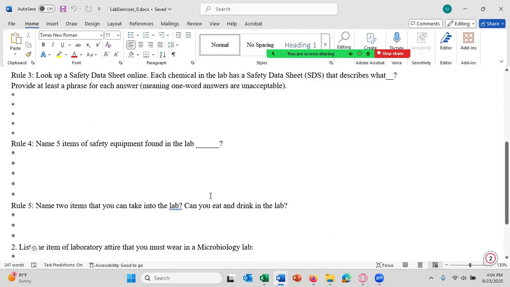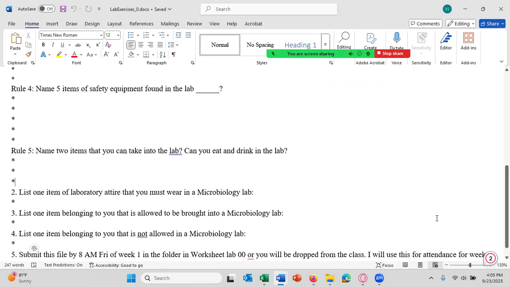All right, name 5 items of safety equipment found in the lab. Rule 5, name 2 items you can take into the lab. You can take some personal items into the lab, so name 2. And then, can you eat and drink in the lab? That would be rule asterisk 3 for rule 5. And then list 1 item of laboratory attire you must wear in the microbiology lab.